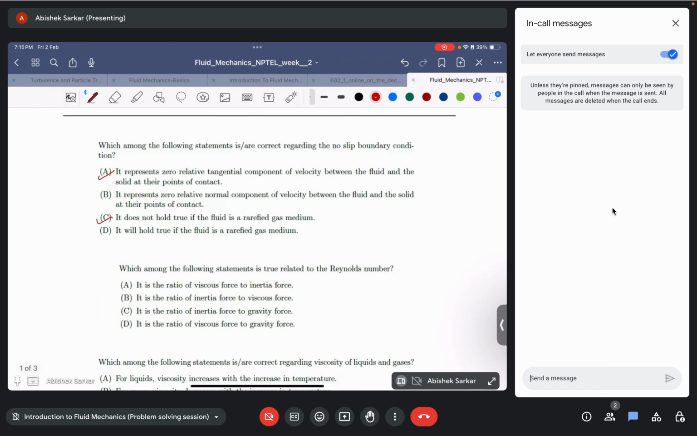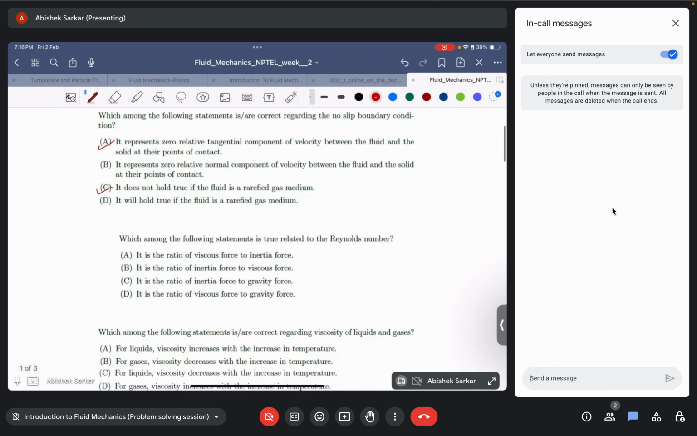So next question is, which among the following statements is true related to the Reynolds number? I don't think we've discussed Reynolds number in this session, but I believe we've discussed it in the previous session, and obviously Professor Chakraborty has discussed it in the lectures. So I feel that you can easily answer it. I'll just give you a few moments to choose the correct option, then we'll go ahead with the answer.